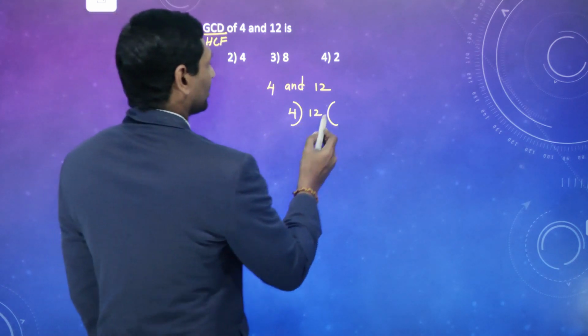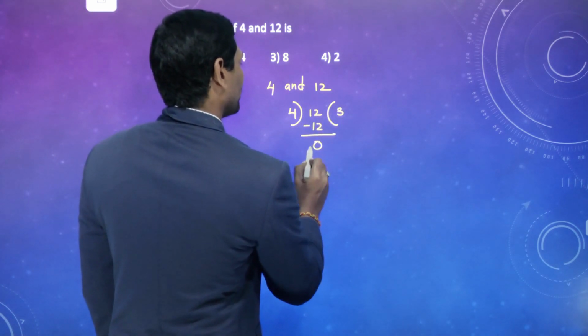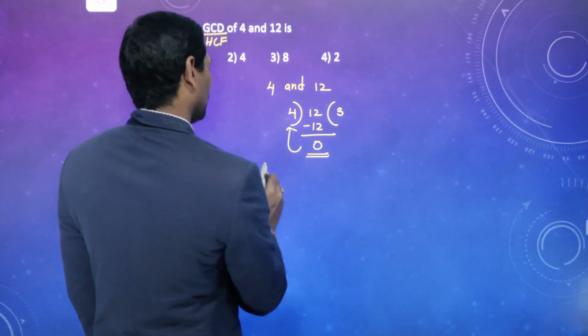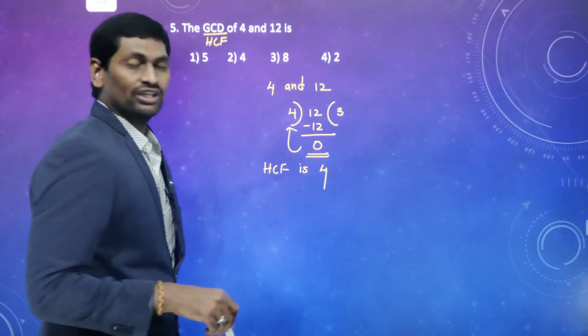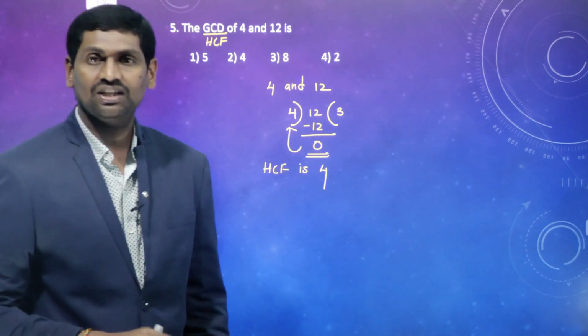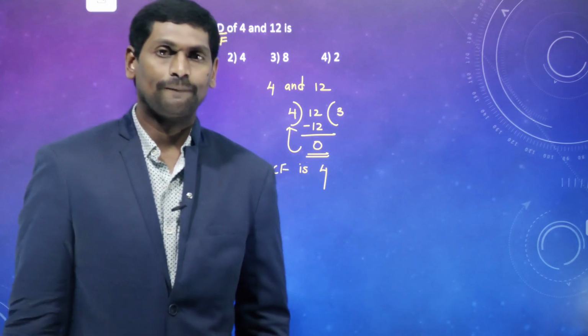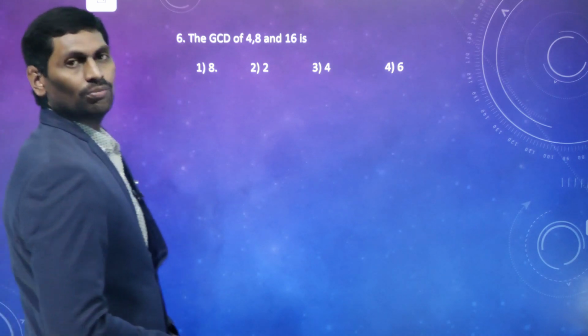Now 4 table 12, yes, it will come: 4 3s are 12. So when you get the remainder 0, the HCF is nothing but the divisor. The divisor here is 4, therefore the HCF of 4 and 12 is 4. Okay, right. So let us move on to the next problem.